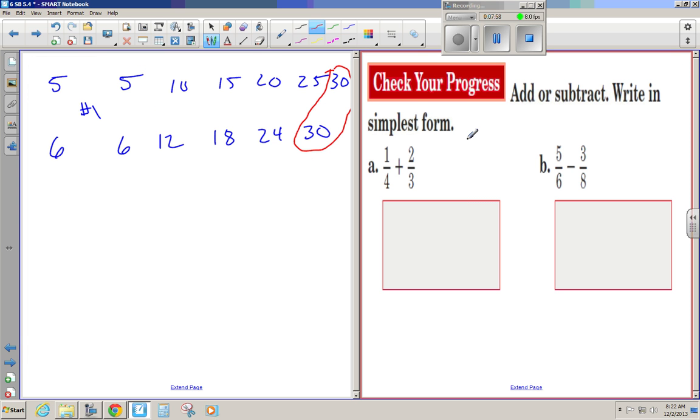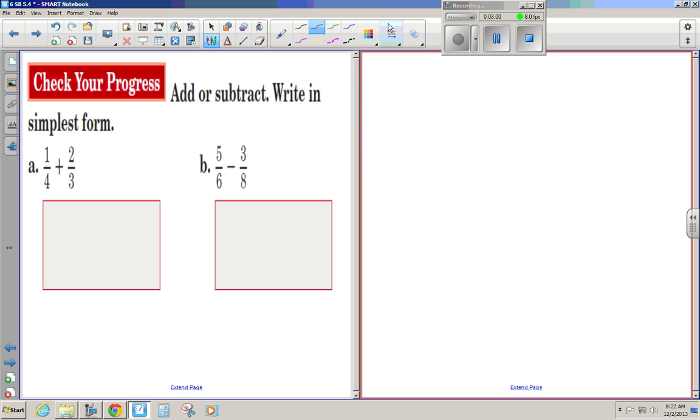All right, so let's work these out. A, 4 and 3, that'd be 4, 8, 12. That's 3, 6, 9, 12. 12 is our least common denominator.